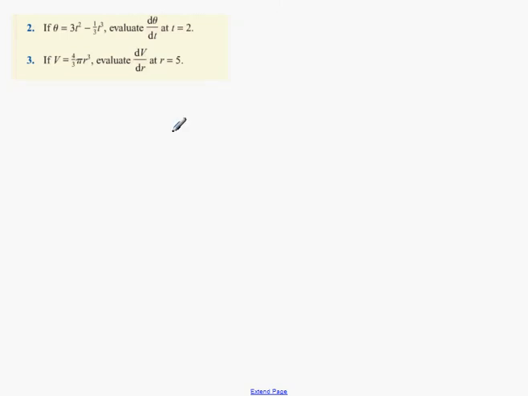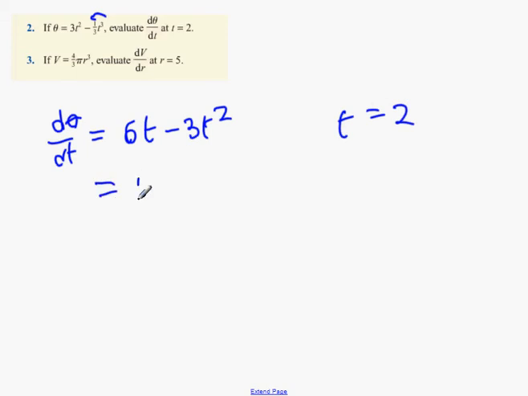So what we have here is, if theta is this, find dθ/dt at t equals 2. So dθ/dt ends up being 6t. Multiply the 3 by the 3rd, and you get 3t squared. You have t equals 2. You sub it in, and you get 12 minus 3t squared. 12 minus 12 equals 0. Same deal for the second question.